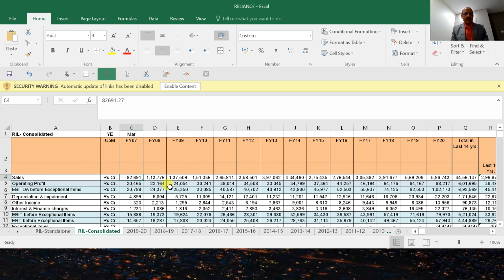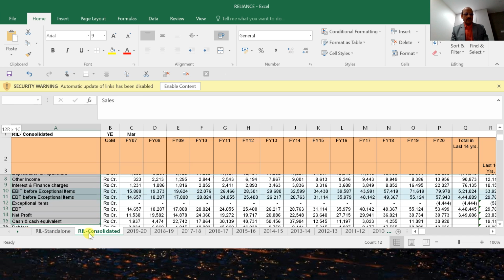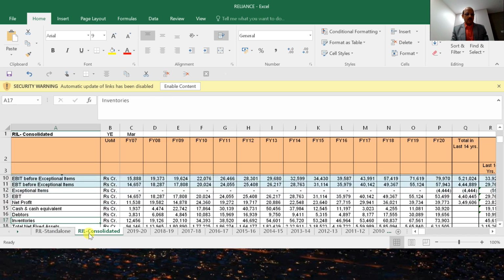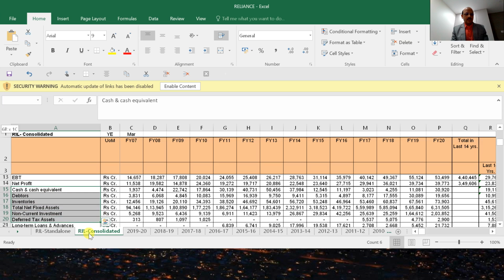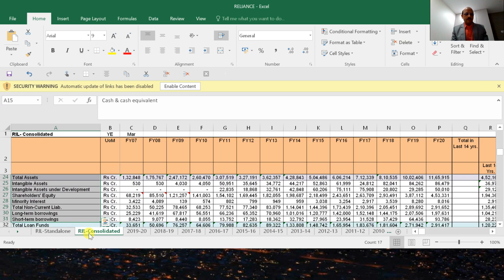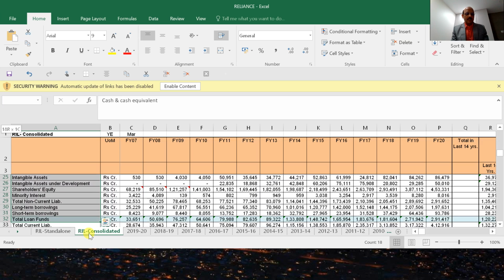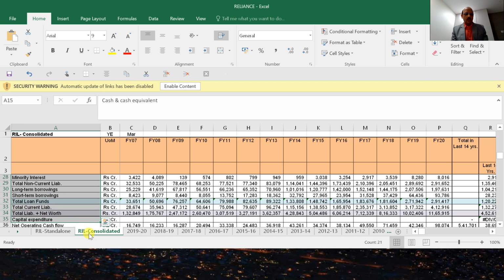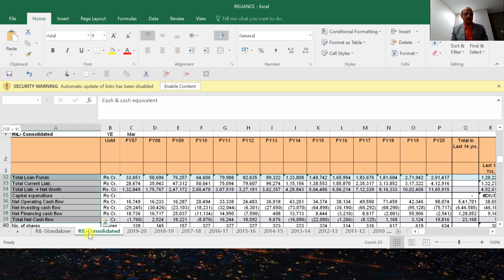So what I have done, I have plotted the last 14 years of key financial numbers of Reliance Industries, consolidated and standalone figures, here in this Excel file. Here these are all P&L items like sales, EBITDA, EBIT before exceptional items, earnings before tax, net profit, and these are all balance sheet items: cash, debtors, inventories, total net fixed assets, non-current investments, total assets. And below this are the balance sheet items on the liability side: shareholders' equity, non-current liabilities, long-term borrowings, short-term borrowings, all this. And then these are the cash flow items like net operating cash flow, net investing cash flow, and financing cash flow, showing how it has been performing.